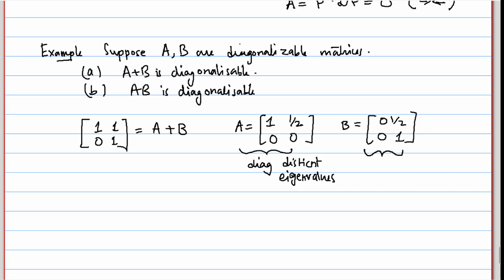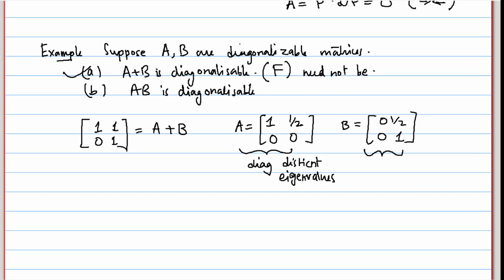But observe that the sum is not diagonalizable. So this is a false statement. Need not be. That's done. The next one says AB is diagonalizable.